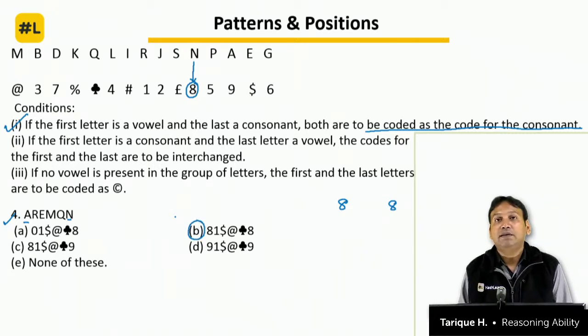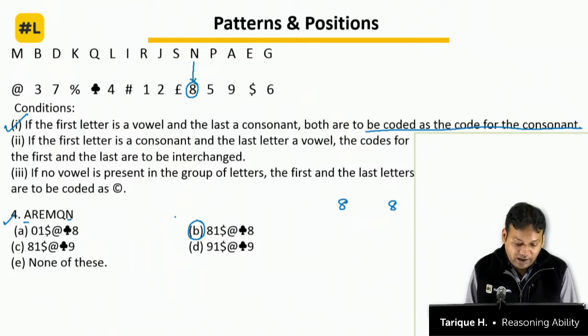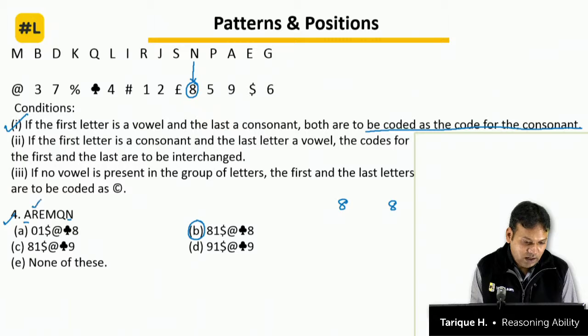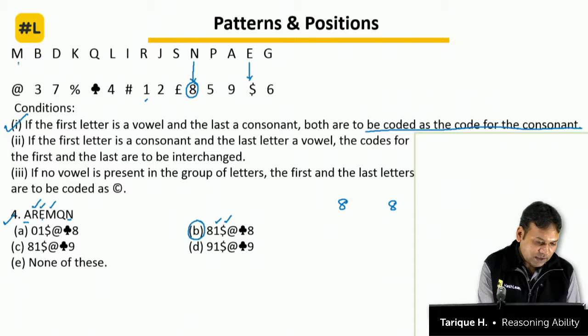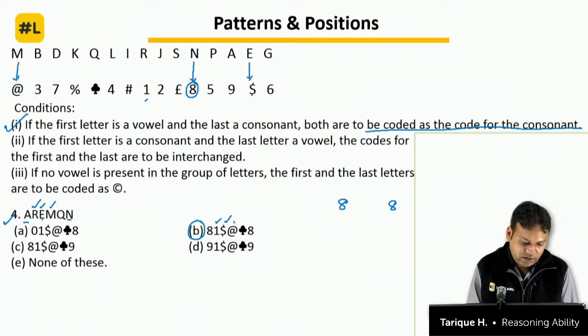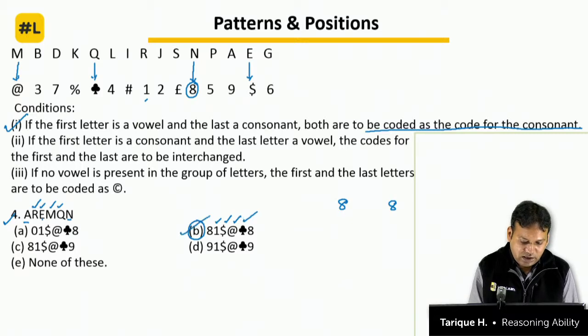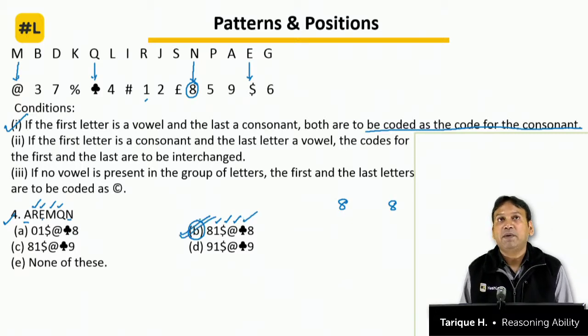Clear? So the answer is most likely B, but we have to verify the other symbols and digits also. So what is R? R is 1, so yes, this is right. What is E? E is the dollar symbol, so that's again right. What is M? M is the at symbol, so this again is right. And finally Q is the pound symbol, so that's right. The answer becomes B. Clear? So the fourth question also we have seen.